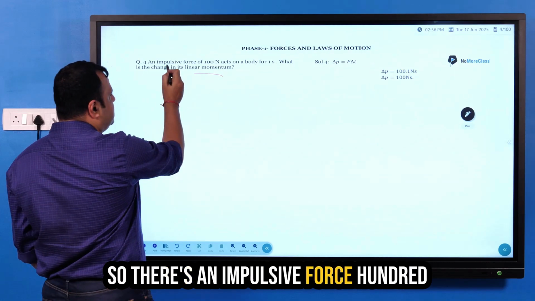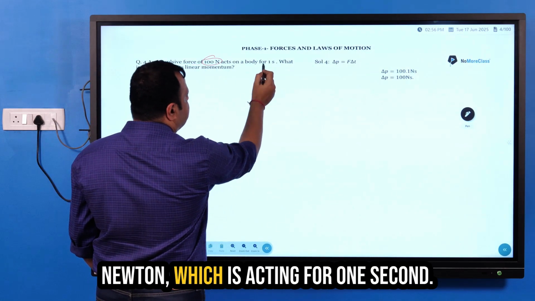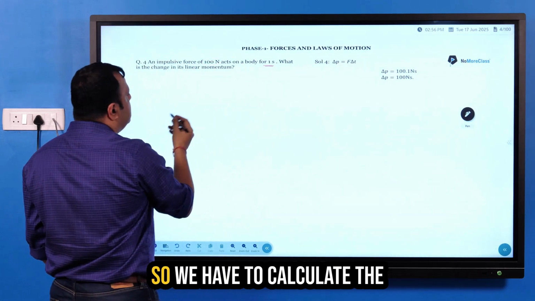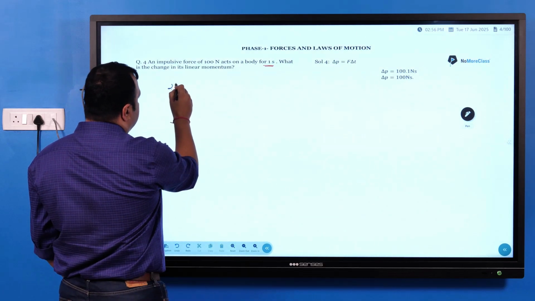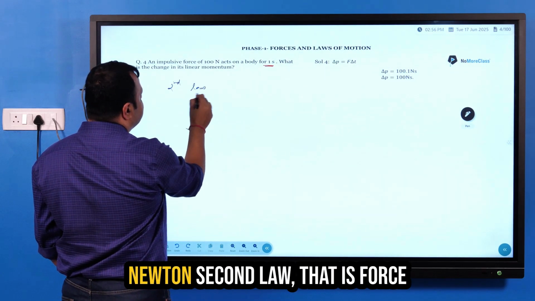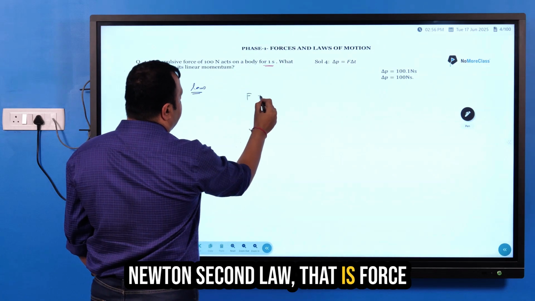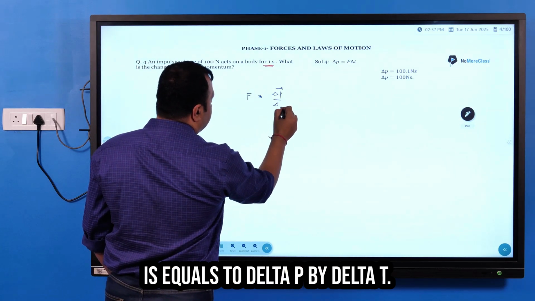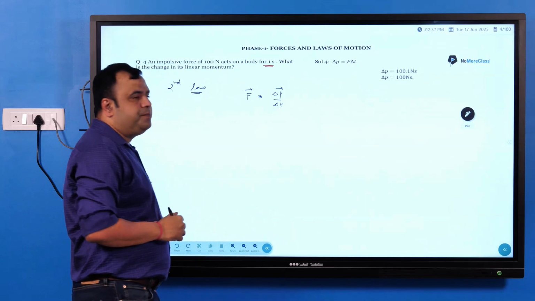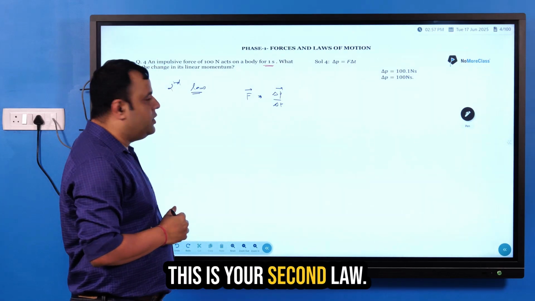So there is an impulsive force, 100 Newton, which is acting for 1 second. So we have to calculate the change in the linear momentum. So we'll go by the second law. If I go by Newton's second law, that is F, force, is equal to delta P by delta t. This is your second law.